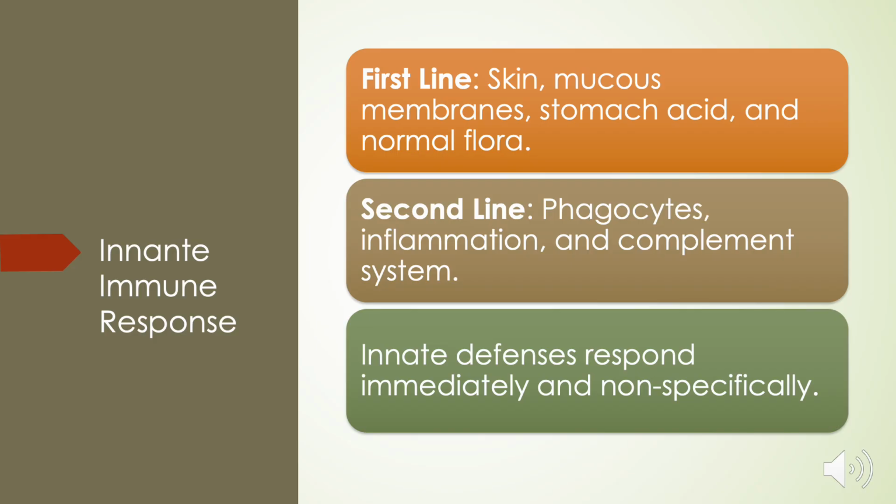The body's innate defenses act immediately and non-specifically. Our skin, mucous membranes, and stomach acid form the first line of defense. Inside the body, white blood cells like neutrophils and macrophages engulf bacteria, while inflammation and fever create hostile conditions for pathogens.